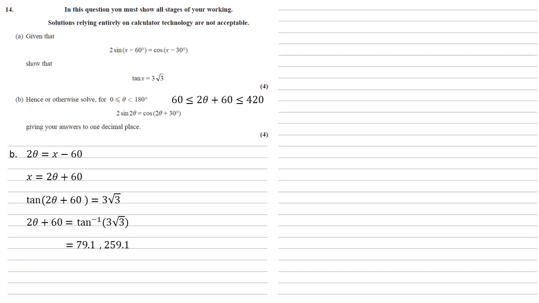But this is 2θ + 60. So to solve this, we need to take away the 60, divide by 2 for both of those answers we've just calculated. Hence, theta is equal to 9.6 and 99.6.